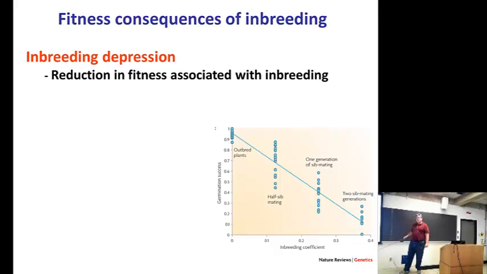Here you have inbreeding coefficient. So if you look at as inbreeding coefficient increases, a selfing would be a little bit further out on the x-axis here, about 0.5. As the inbreeding coefficient increases, just notice that fitness declines. Germination success, in this case, declines. And that's a really common observation in plants and animals. Inbred organisms do worse than outbred organisms.